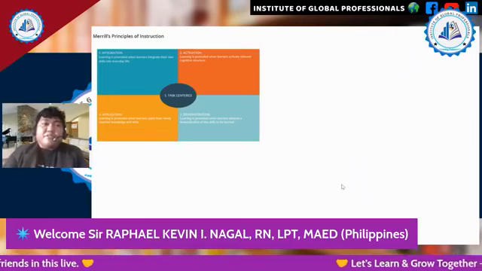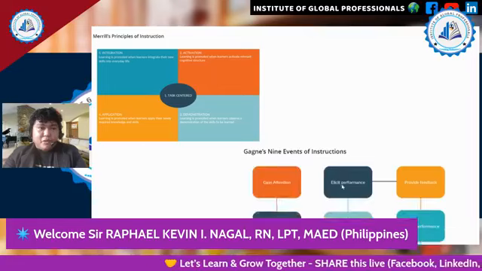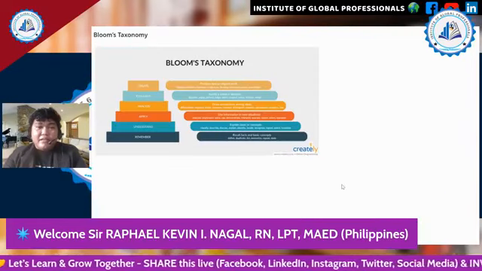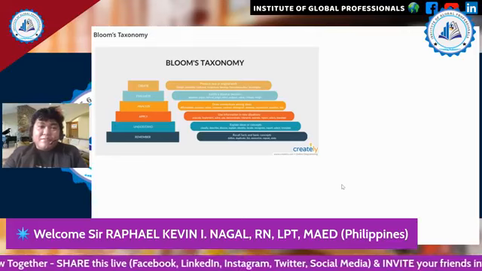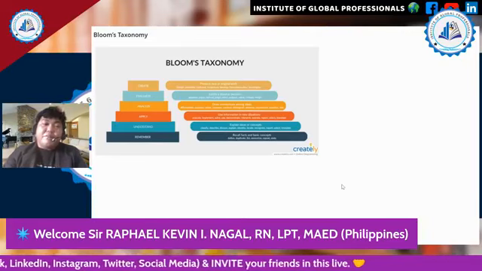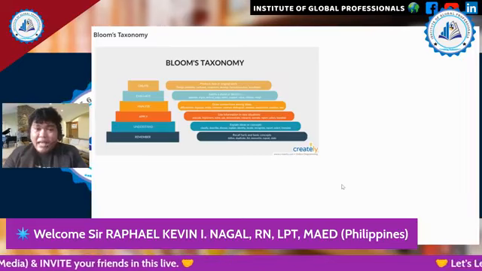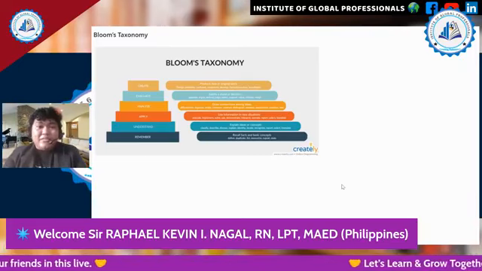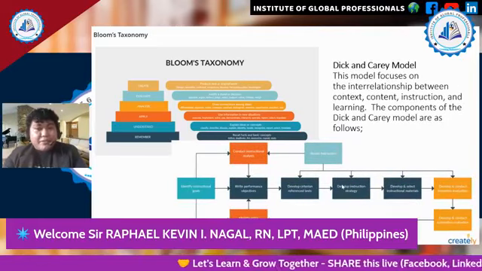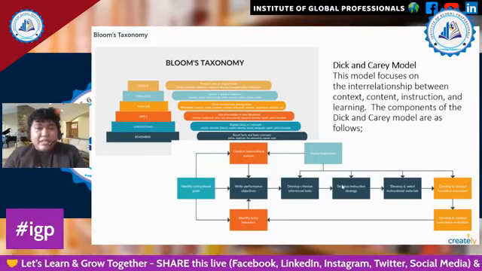We also have Merrill's principles of instruction. We have also Gagne's nine events of instruction, and I know everyone is familiar with Bloom's taxonomy, where we start from remembering, understanding, applying, analysis, evaluate, and finally, the last one and the highest level in Bloom's taxonomy is to create. Now, we also have the Dick and Carey model, which focuses on the interrelationship between context, content, instruction, and learning.